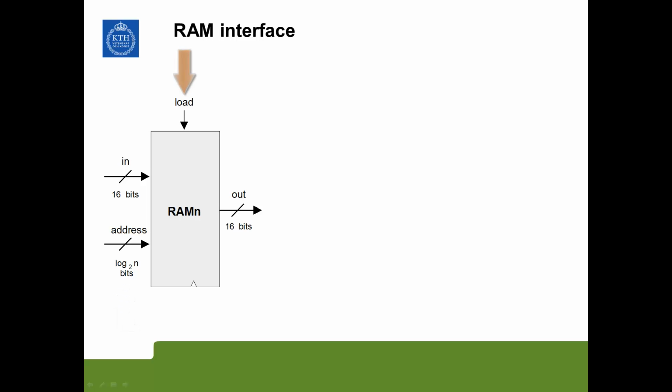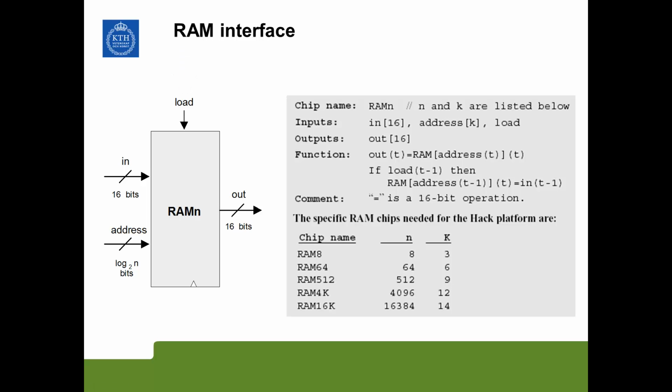Depending on whether the load signal is false, then it's just reading out, or if the load signal is true, then the input value should be stored in the register that is being pointed out by the address. This is the specification in the HDL for a RAM. And in the course we will have everything from 8 words, 64 words, 512 words, up to 16,000 words of data, each word being 16 bits.